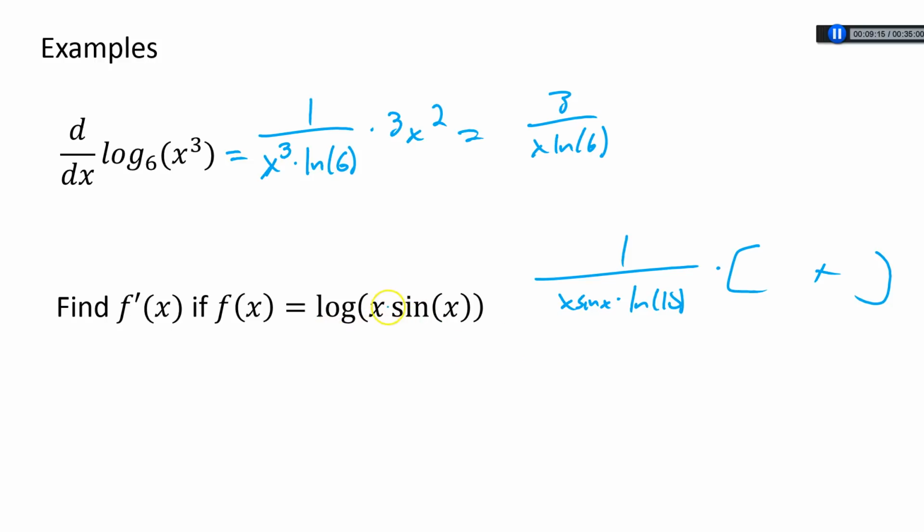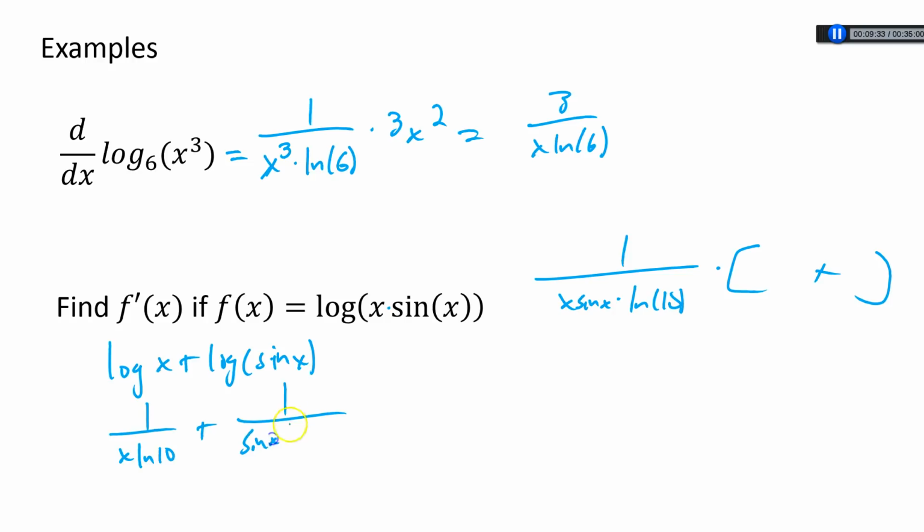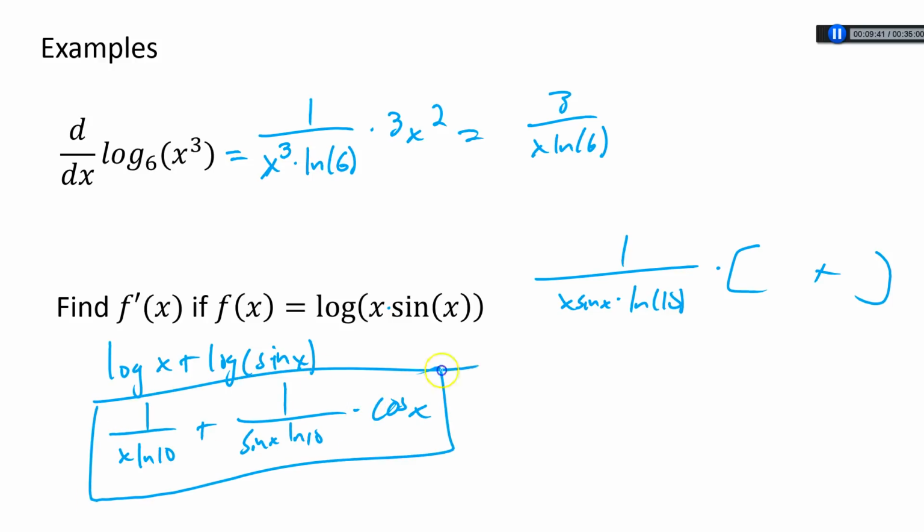Think about the log rule. This is a product in here. Log of a product turns into a sum of logs. So that's log of x plus log of sine x. Now, if you do this and distribute, you'll end up with the same thing, but I think this is way easier. So derivative of log x is 1 over x ln 10 plus 1 over sine x ln 10 times cosine x. Cosine over sine here, you could do a cotangent thing if you wanted to. I'm just going to leave it like that.